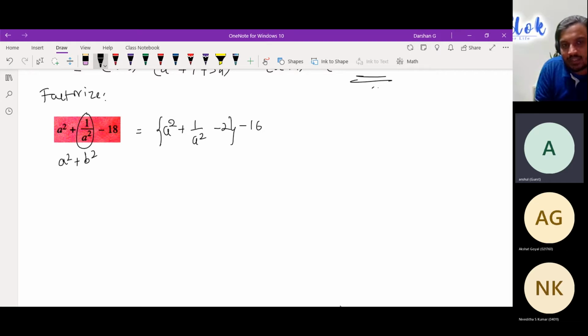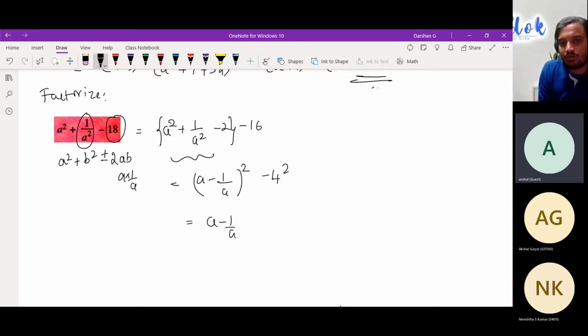So this is a square plus b square. I have to have something in the form of plus 2ab, or in the form of minus 2ab. I know the a and the b. So a is a itself, but b is 1 by a. That is how I come to the conclusion that it should end with minus 2, because I have 18 here. Can I do it as plus 2 and write minus 18? I can, but the point is I can't get a perfect square. Here it will be again 18 or 22, it might become a wrong thing. So this one can be written as (a minus 1 by a) the whole square minus 4 square. From here, I think you know how to do it.